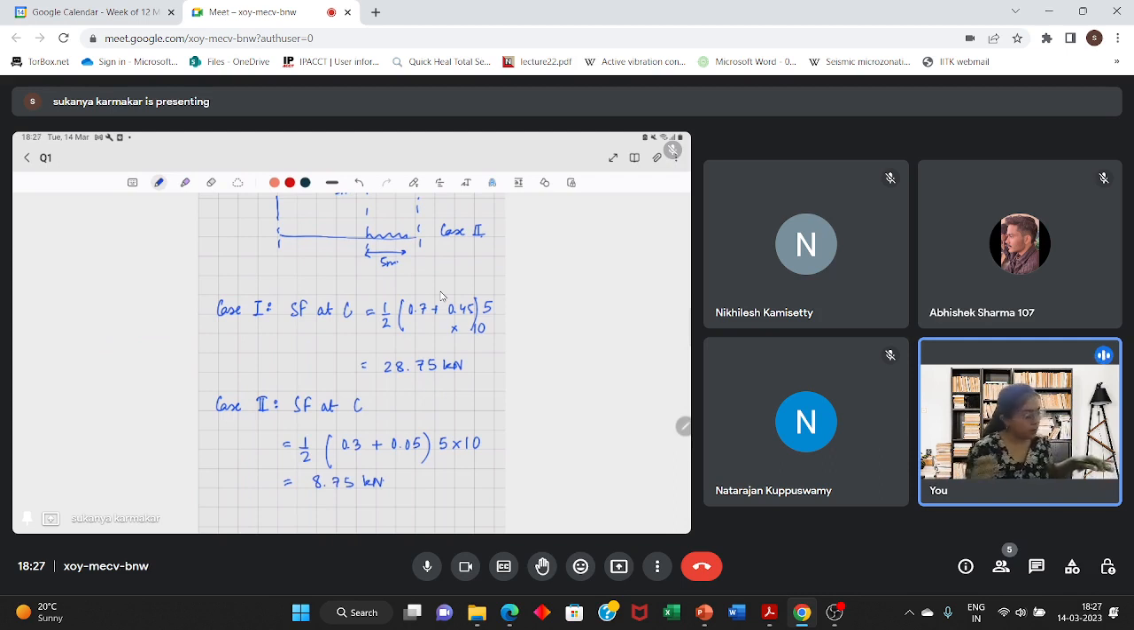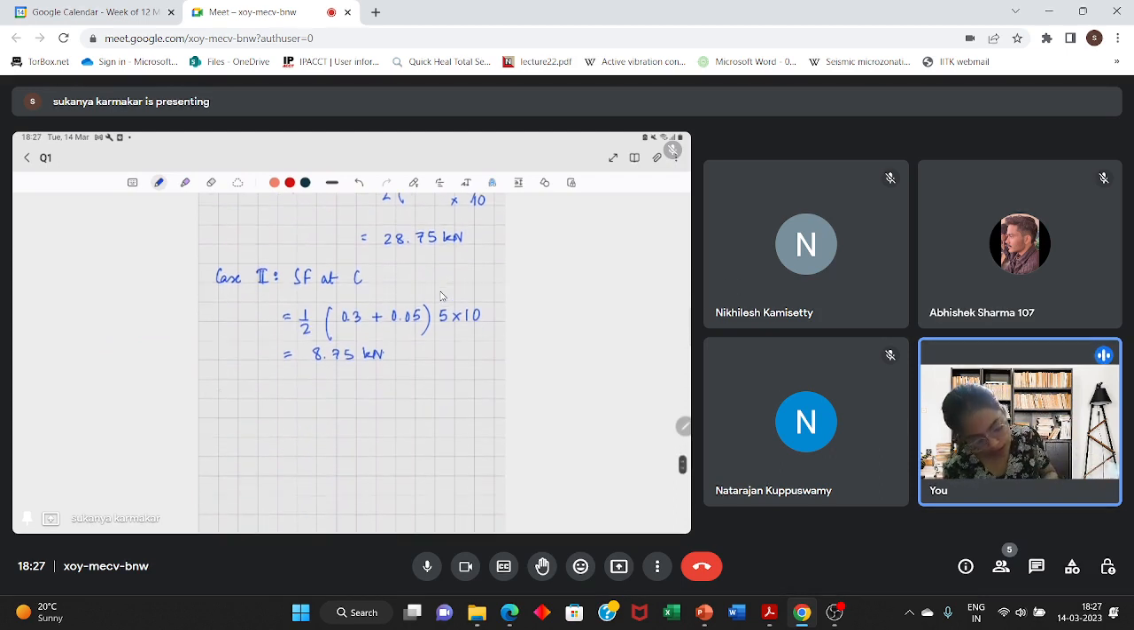So the maximum shear force at C is equal to 28.75 kilonewton.